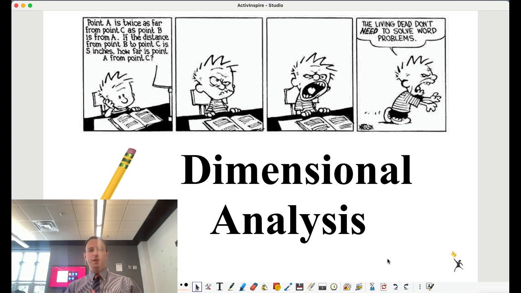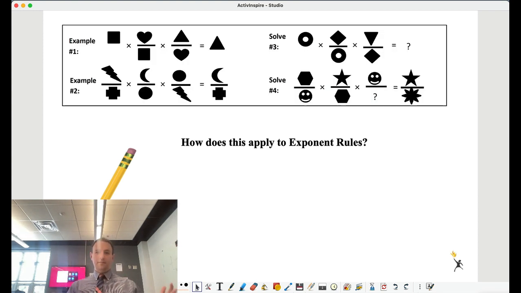This is going to give you another way to look at word problems, especially when we get to chemistry and the different classes you're going to have in the next couple years. Okay, so what you see in front of you right here is dimensional analysis.